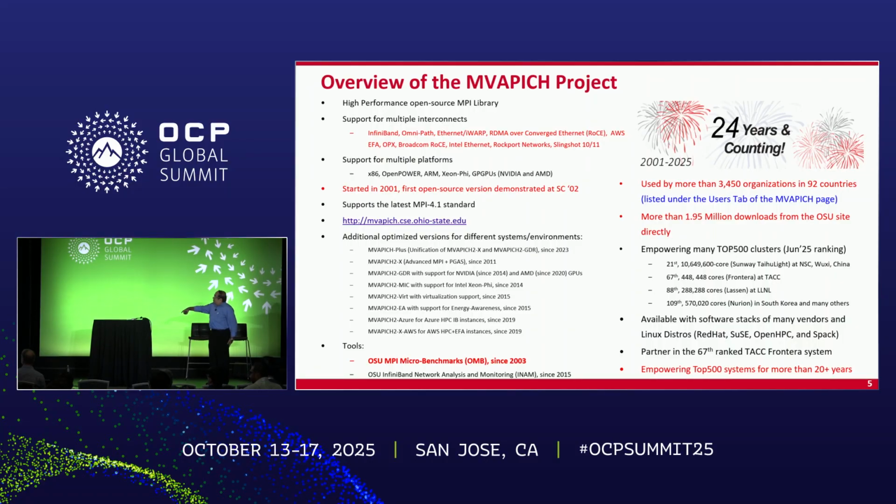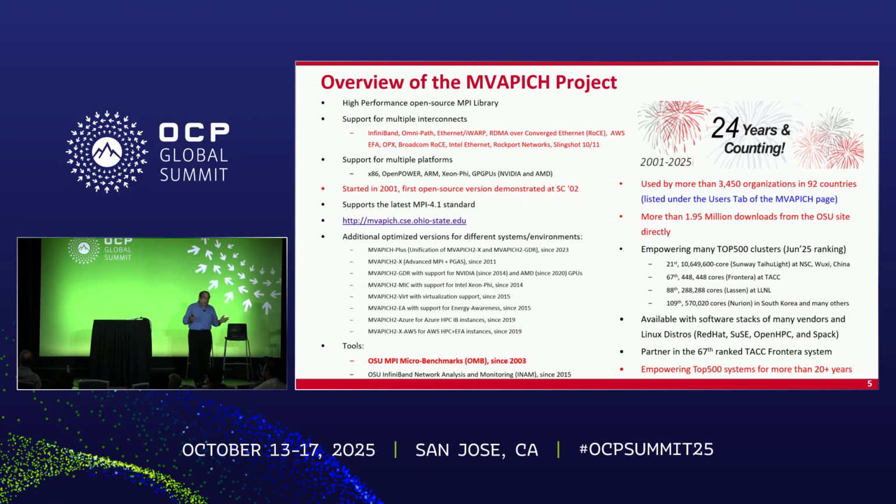Of course, there are a lot of different versions. Currently, if you see on the right hand side, this stack is now being used by more than 3,400 organizations in 93 countries. Organization means one HPC center. If you think of the Texas Advanced Computing Center, that is one organization, but there you will see 10,000 people using it. So, if you see all over the world, hundreds of thousands of people are using this stack, and we are hitting very close to 2 million downloads just from our website.